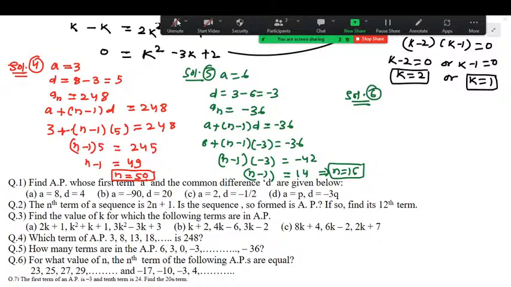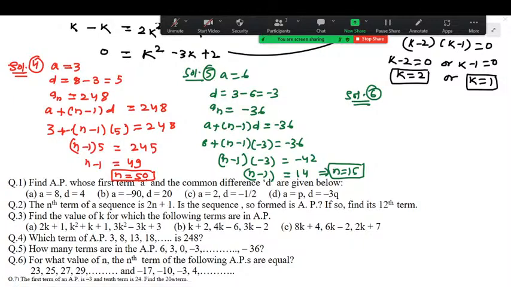Alright, have you solved this? Okay, here in this question, the sixth one, for what value of n are the nth terms of both the APs equal? We need to figure out the nth term of both the APs. It is given that the nth terms of both the APs are equal. We need to figure out the value of n.